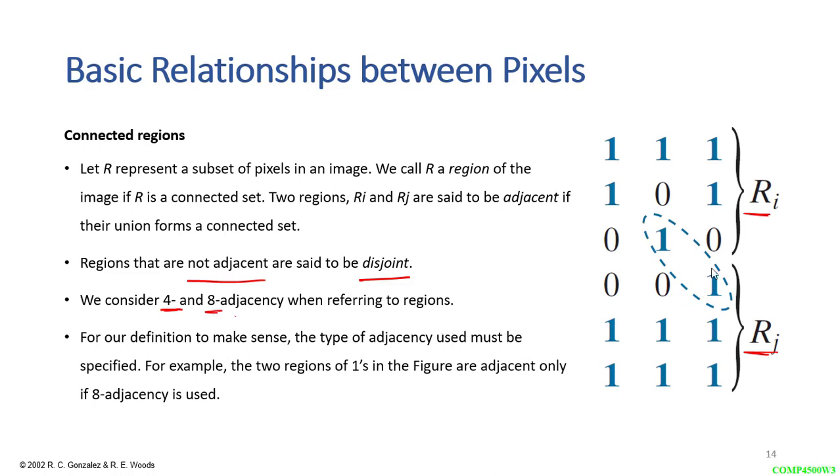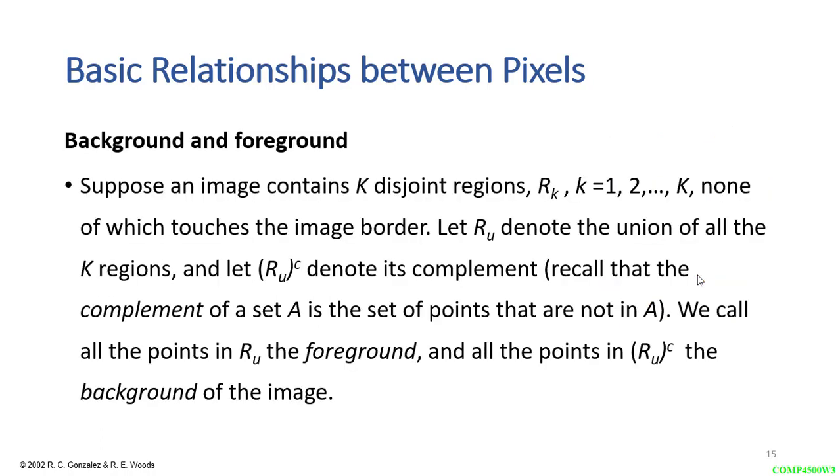So here it's an 8 adjacency. You can see that there is a path between these two pixels. For our definition to make sense, the type of adjacency used must be specified. For example, the two regions of ones in the figure are adjacent only if 8 adjacency is used, because if we use 4 adjacency, these two pixels are not 4 adjacent, they are 8 adjacent.